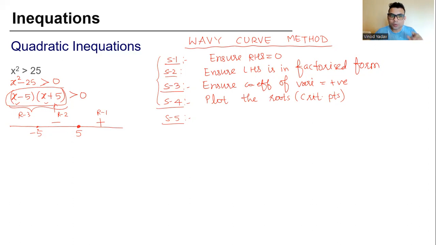Correct. So in the first region, both of them were positive. In the second region, one negative and one positive. Let's go to the third region, to the left of -5. Let's say -6. Take x equal to -6. Substitute in both the brackets: -6 minus 5 is -11, -6 plus 5 is -1. Both of them are giving me negative values.